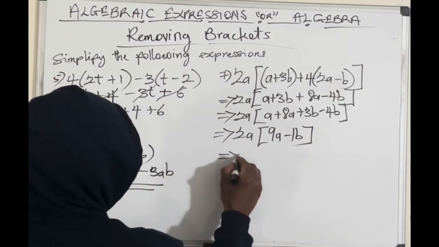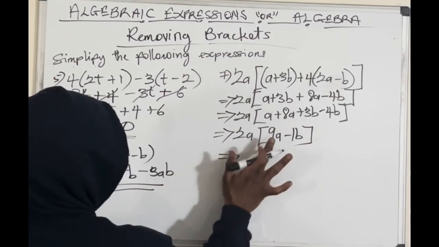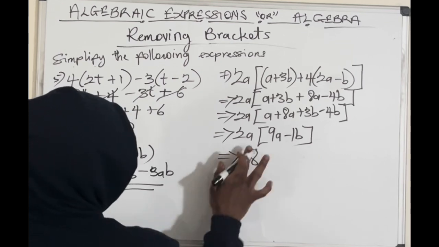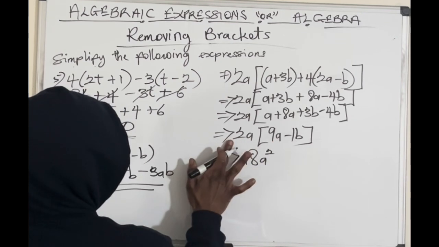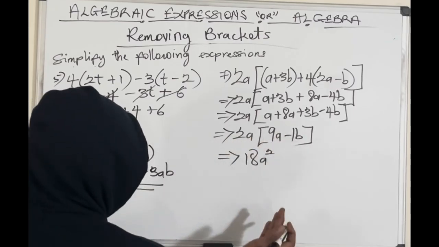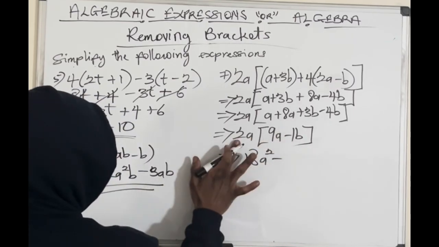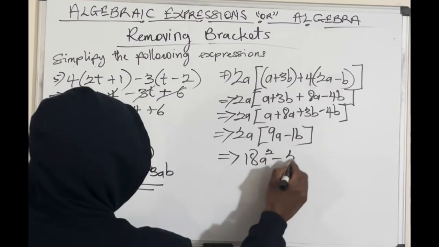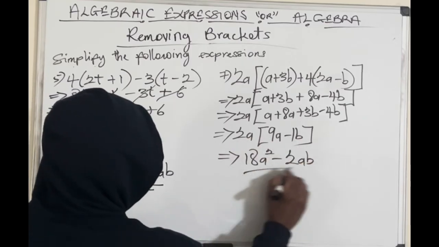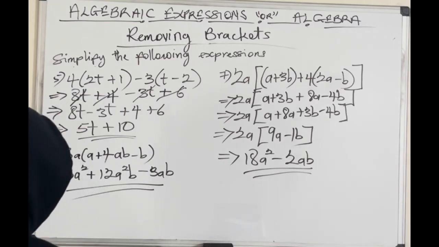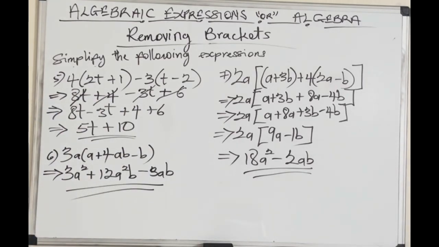So 2 times 9 is what? 18. A times a is what? A squared. Positive and negative, negative. 2 times 1 is what? 2. Then a times b is what? ab. So 18a squared minus 2ab.